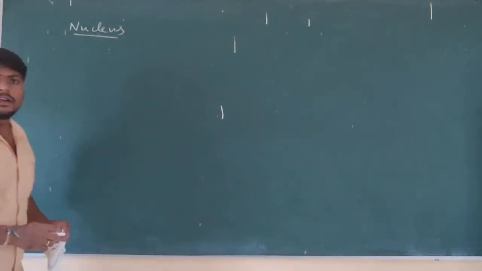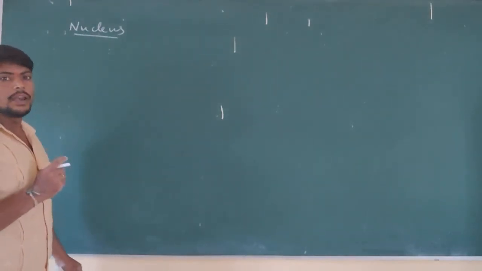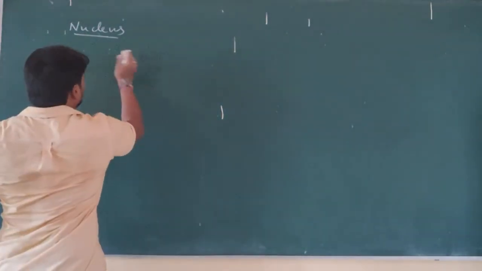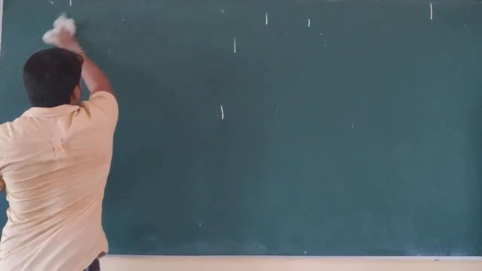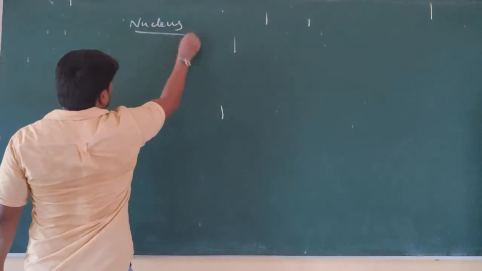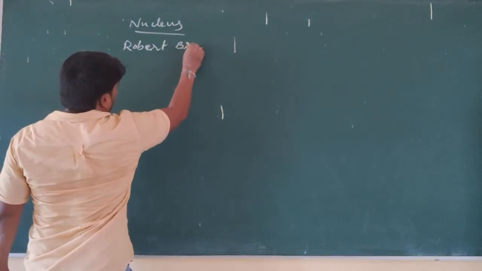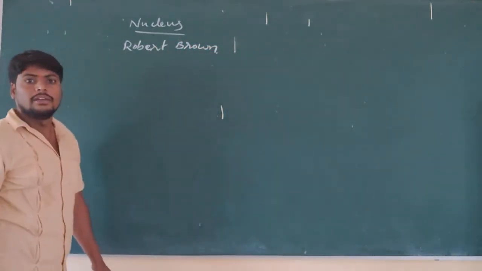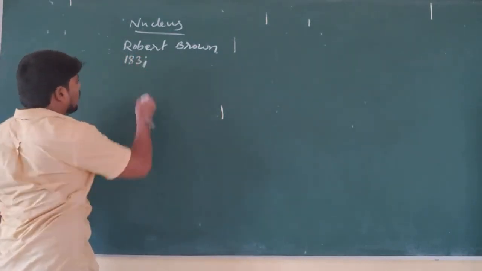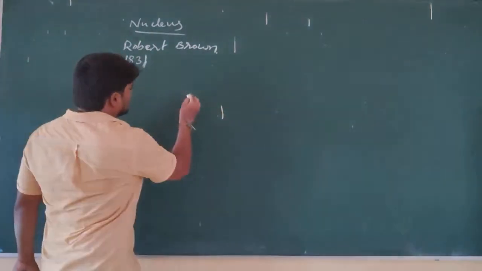As we have already learned, the nucleus was discovered by whom? Name the scientist who discovered the nucleus and in which year. As we know, the nucleus was discovered by Robert Brown. In which year did he discover it? In the year 1831.